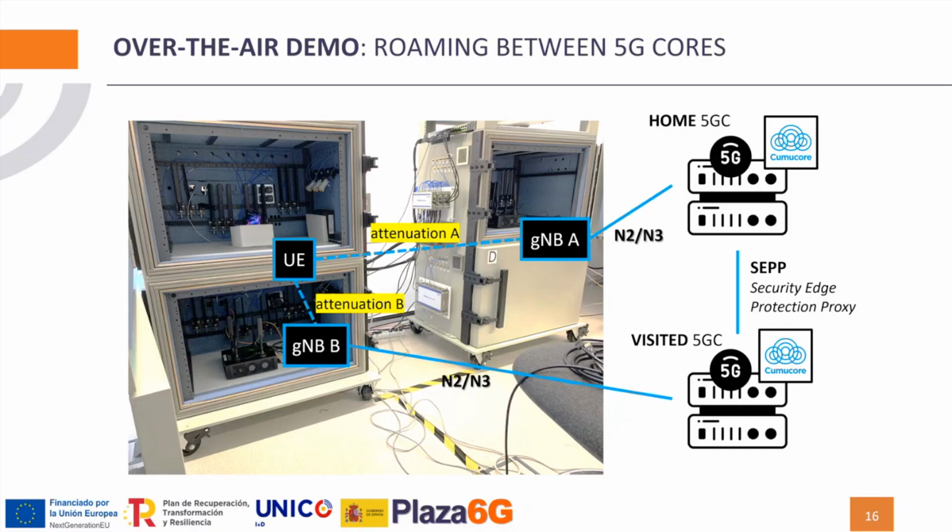So the 5G core will notice that the UE wants to connect to this visiting network. The 5G core has been configured to accept requests from this home 5G core, and it will work, right?